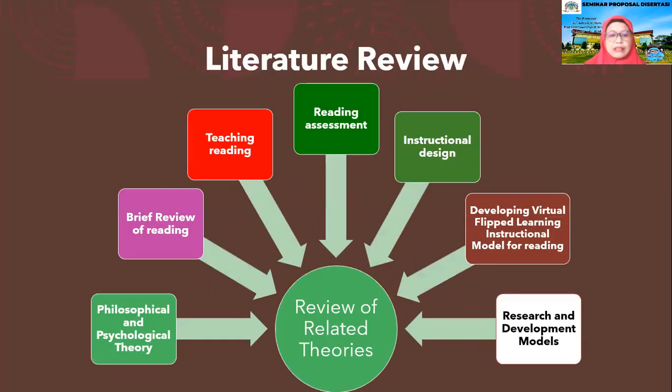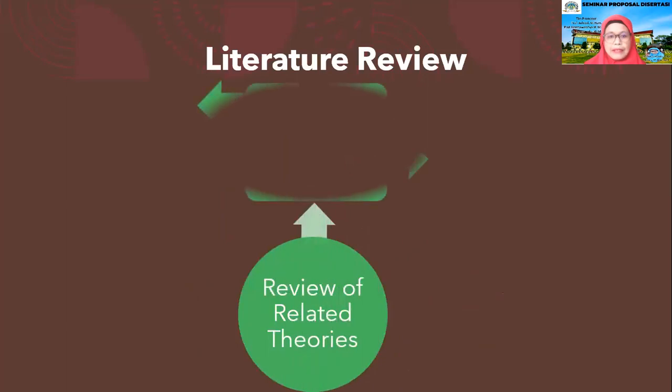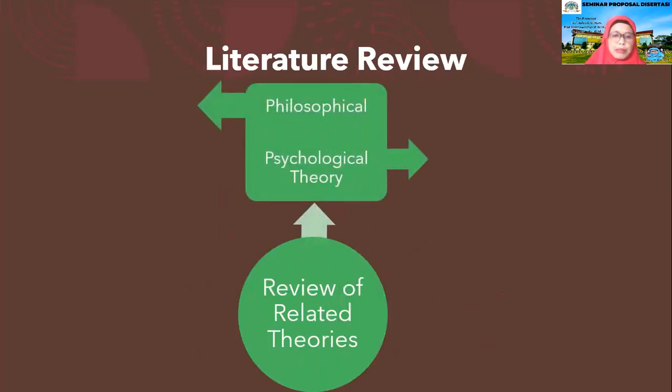Next, we come to the literature review. There are seven concepts. The first is philosophical and psychological theory.